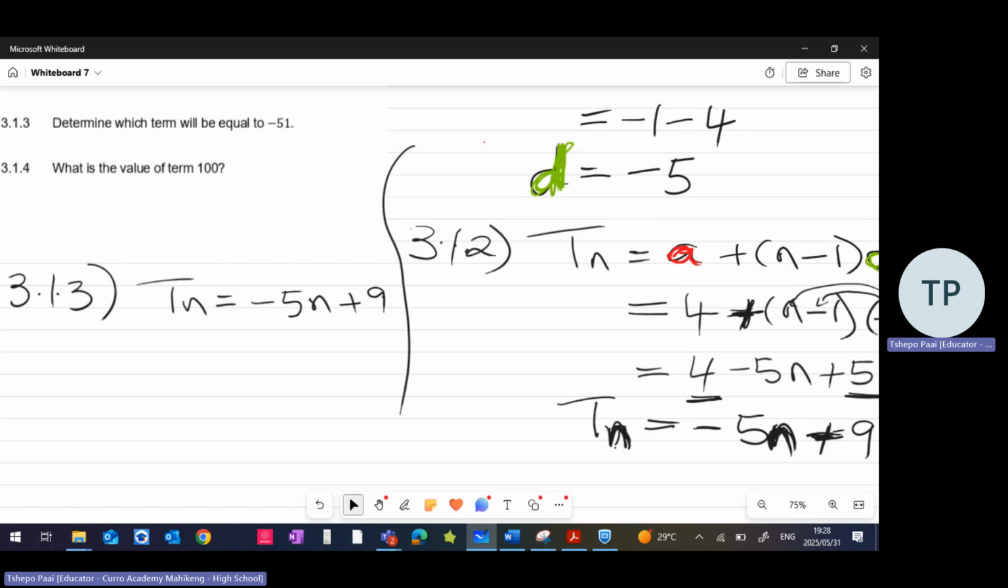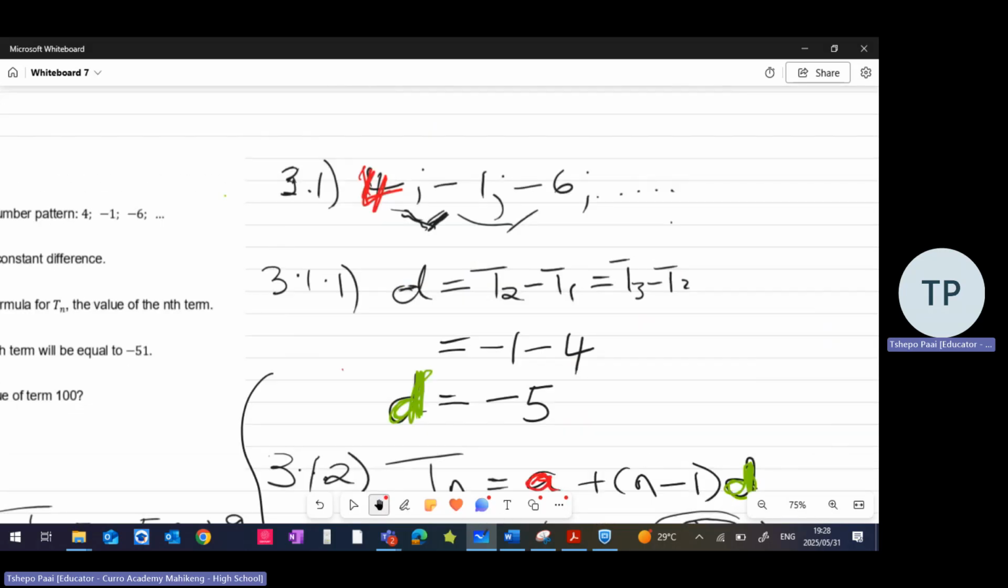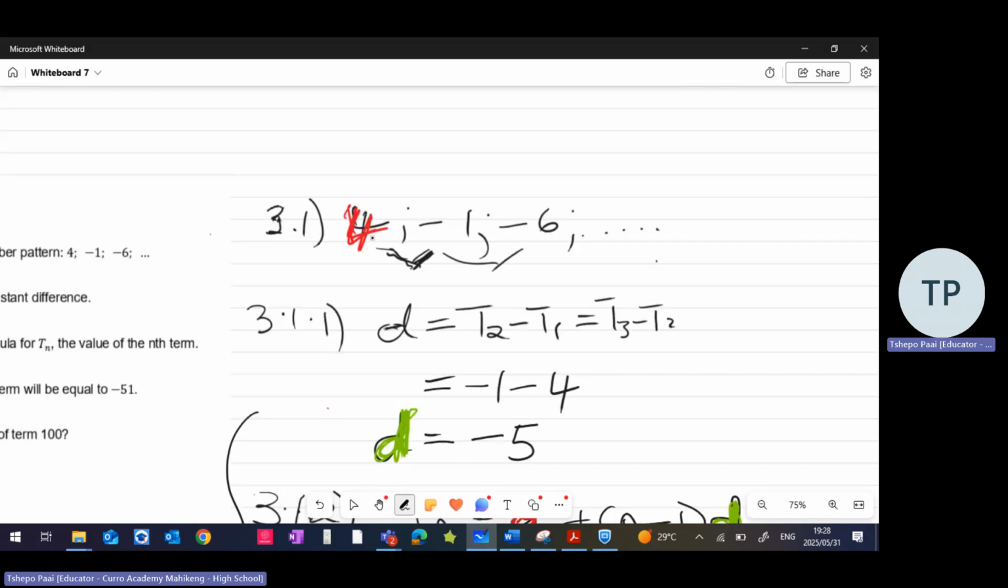So we want to know which term of this number pattern will be equal to minus 51. If I go back to the number pattern, let me show you something. Look at this pattern, the way it goes. From positive 4, it goes to minus 1. From minus 1, it goes to minus 6. Minus 6 is term number 3. It will continue like that.